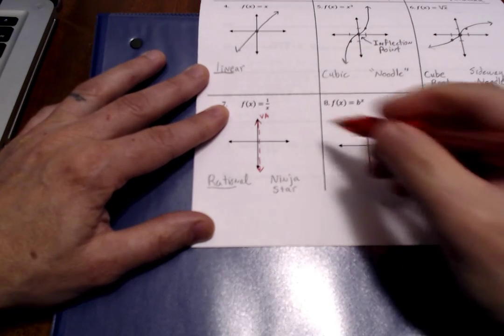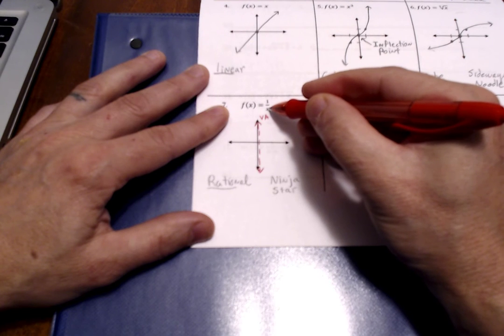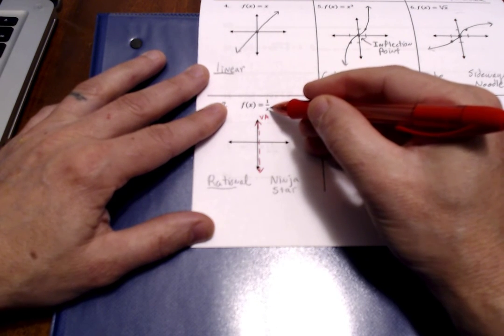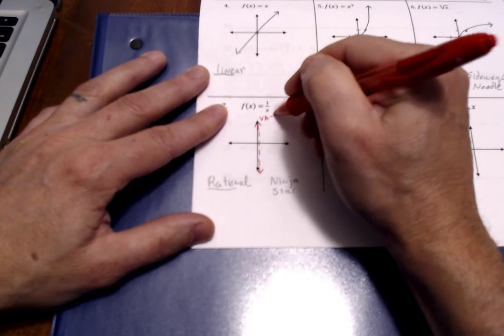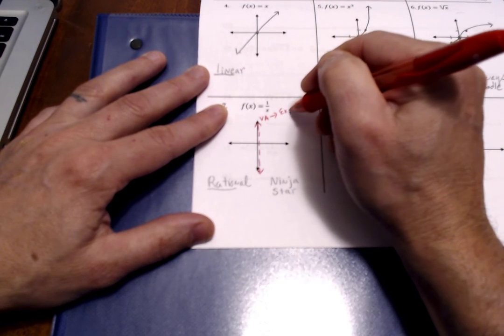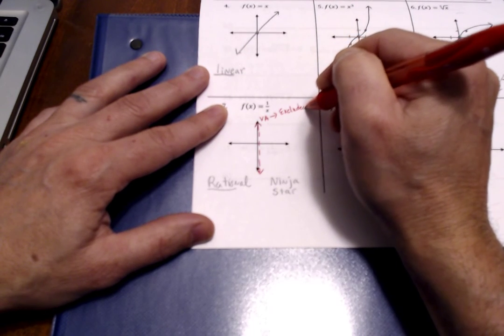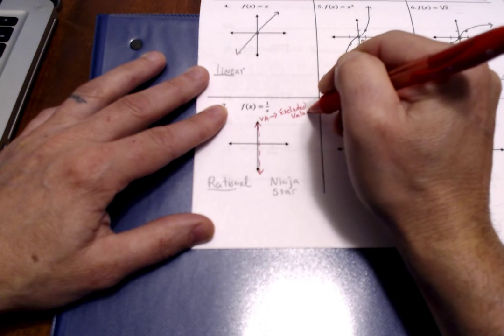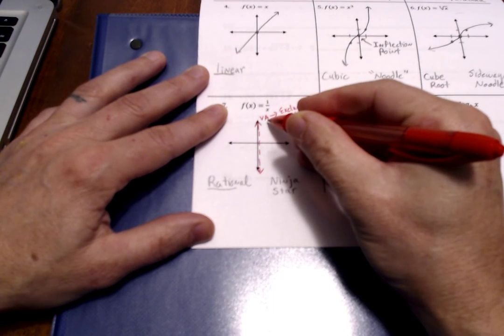The vertical asymptote was at x equals 0 because you can't divide by 0. If I let x equal 0, that would be a problem. In one of your IXL assignments, they're going to ask you for the excluded value. Excluded value is the vertical asymptote.